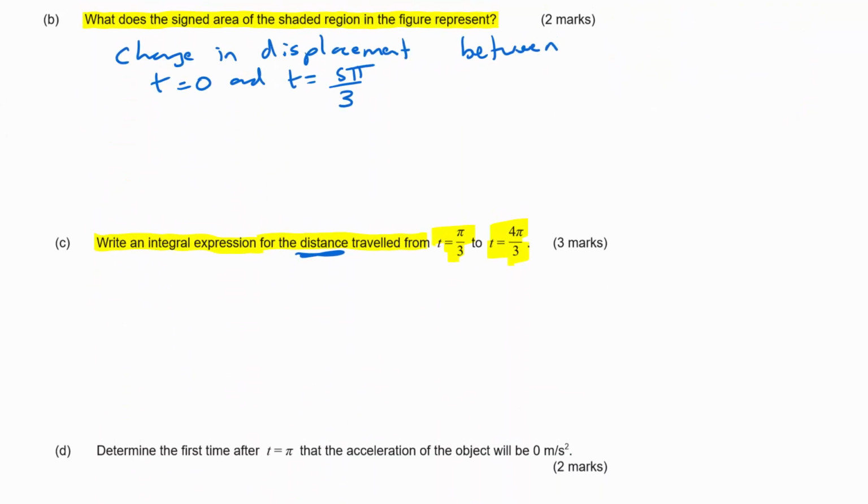So we can use the integral, let's say d equals, and we're asked to go from pi by 3 to 4 pi by 3, so let's make sure we get the limits. Then use the modulus, and then the function itself, so 2t cos(t + pi/2) dt.